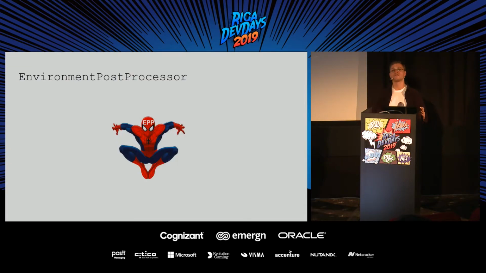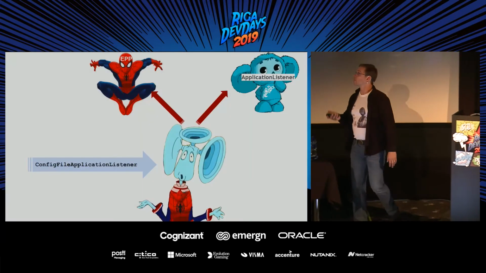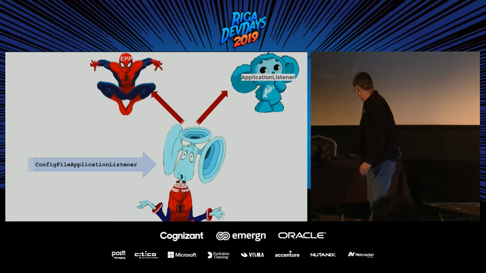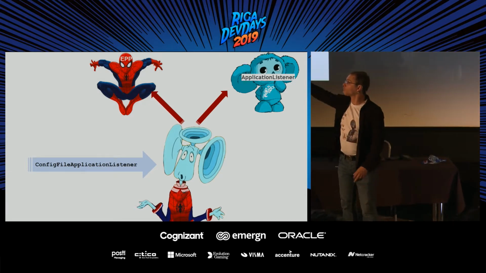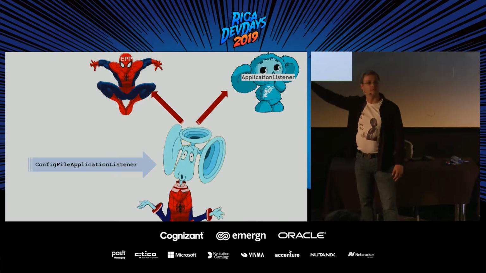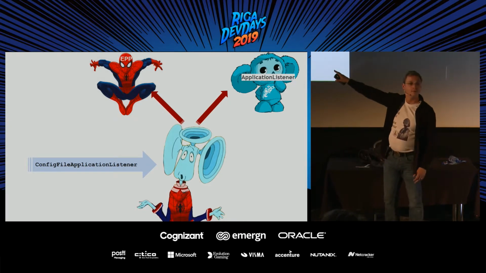Okay, so regarding the environment post-processor, in order to understand the flow, when they work and how they work, as we saw in the demo, we need to talk about this guy. He is called ConfigFileApplicationListener. You see how it looks?